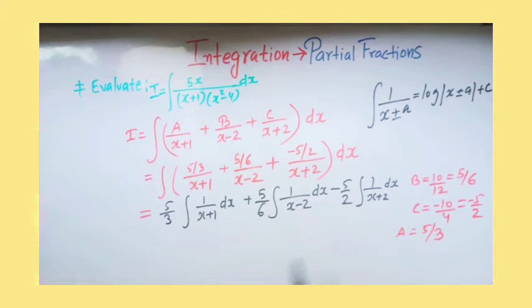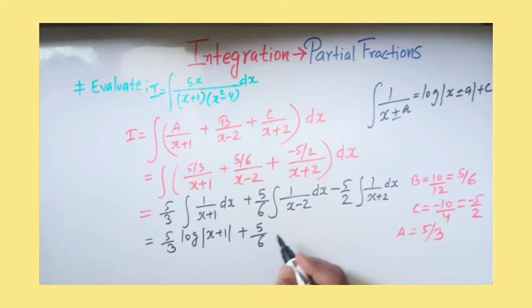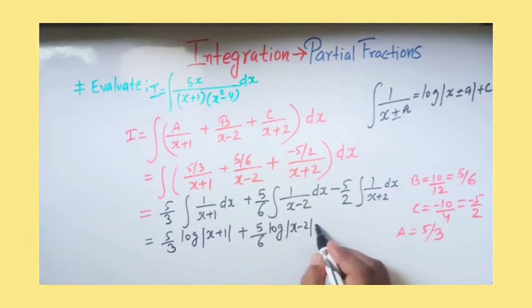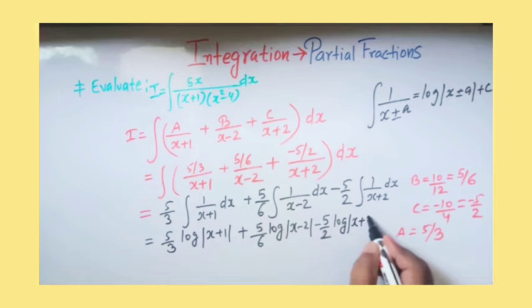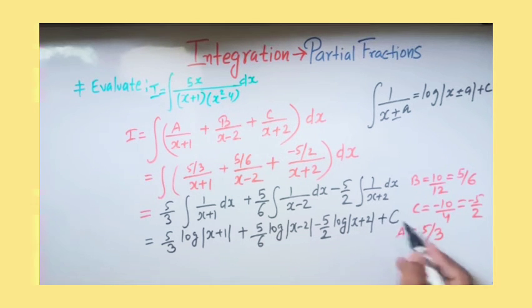So we will make use of this result here. So we have 5 by 3, and we have log of x plus 1 plus 5 by 6, and log of x minus 2, and then we have minus 5 by 2 log of x plus 2. Clear? And there is a constant of integration, right? So this is our final answer. Clear?